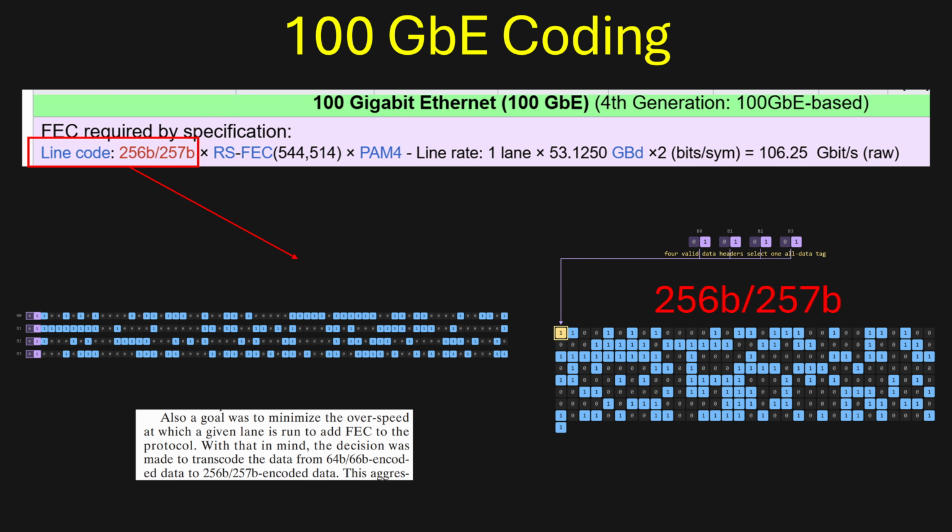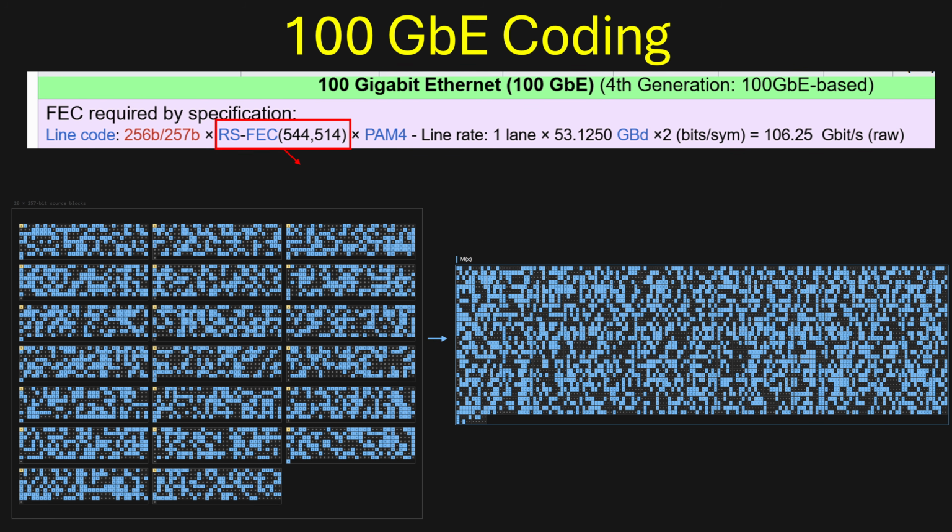Next, 4 66-bit blocks are transcoded, meaning the 8 header bits are compressed into 1, which saves a few percentage points in overhead. This becomes a 256B/257B block and is the full line code name. Next is forward error correction, which includes parity bits along with the original message that allow for corrections to errors within either the message or the parity bits. In this case, the protocol uses Reed-Solomon 544-514.